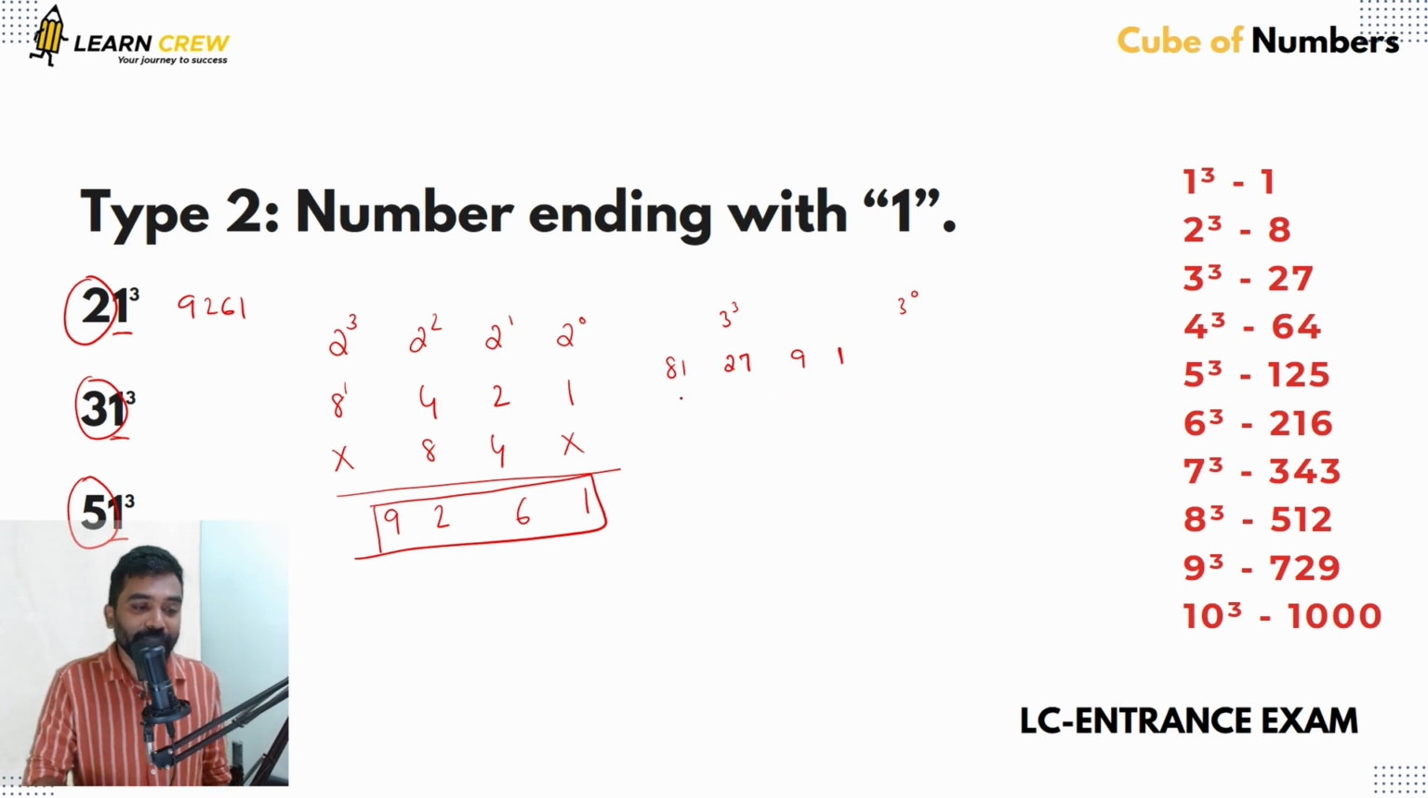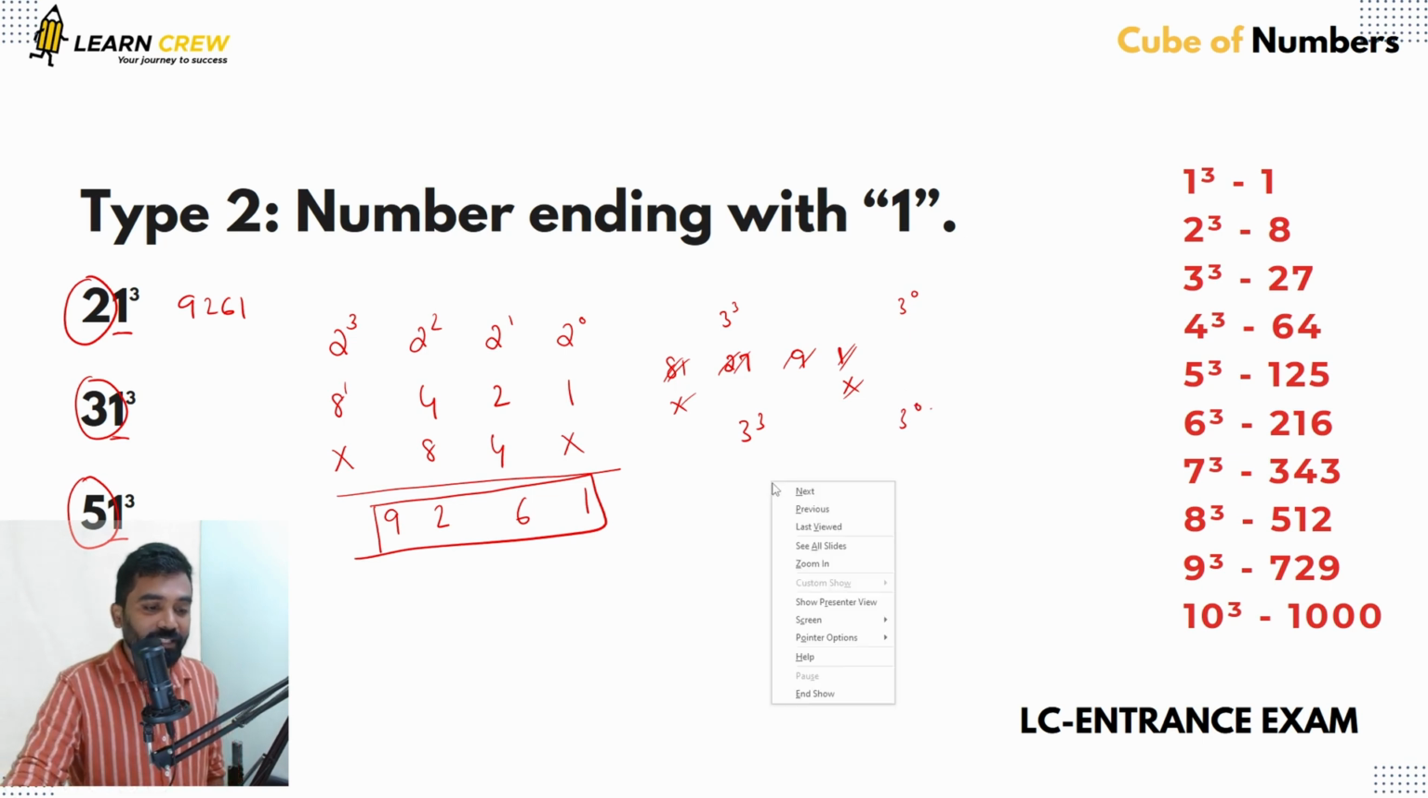So now omit the first and the last numbers. Am I making a mistake? 3 square is 9, 3 cube is 27. Yes, it was right. So I am just going back to the basics. Okay. So now, 3 cube and 3 power 0. Let me just erase it out.